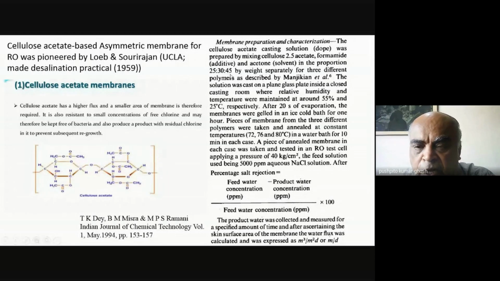I mean, this is not how a commercial membrane is made, but they took a glass plate and then spread this solution on this plate, and then there is a means of removing all the excess liquid, because you might have made the liquid layer too thick. So you can remove a part of it, and then you have the kind of thickness of this liquid which will enable you to get a good membrane. And then it says that the solution was cast on a plain glass plate inside a closed casting room where relative humidity and temperature were maintained at 55 percent and 25 degrees C. So these are very important process parameters for making this membrane.